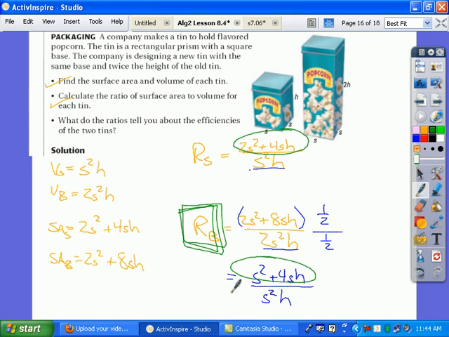Now, careful here. We need to take this in context. What this efficiency is not saying, it is not saying that this will be cheaper to make. It's not saying that. I mean, this still has more material, and more material costs more money. What it's saying is that this big tin is more efficient in surface area to volume than this tin is. Okay, it's just a measure of efficiency.